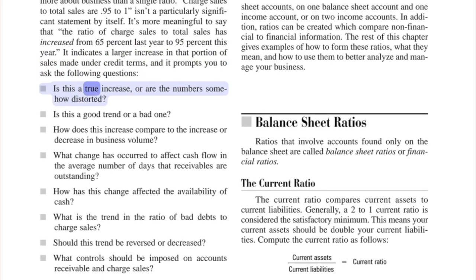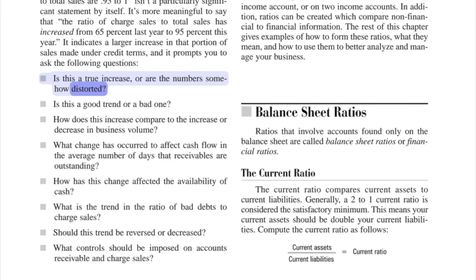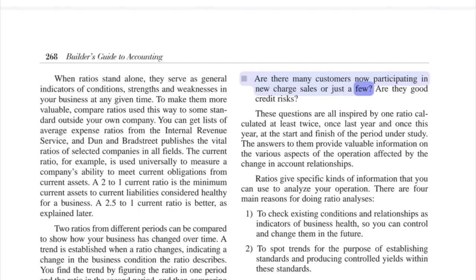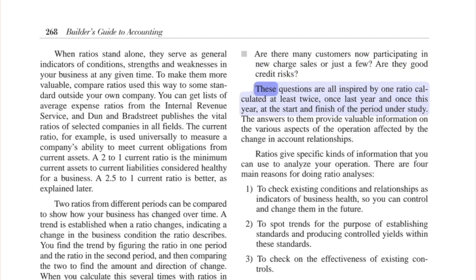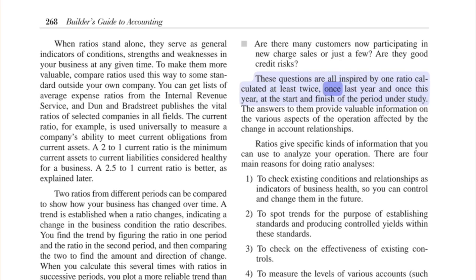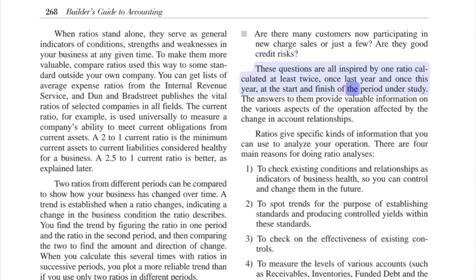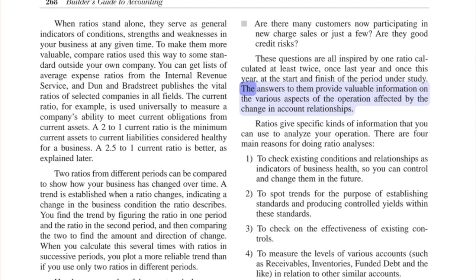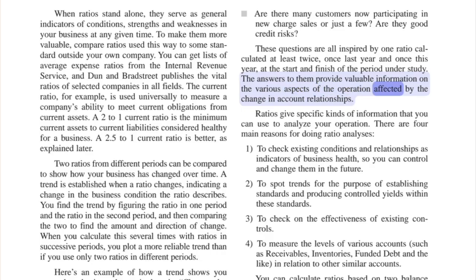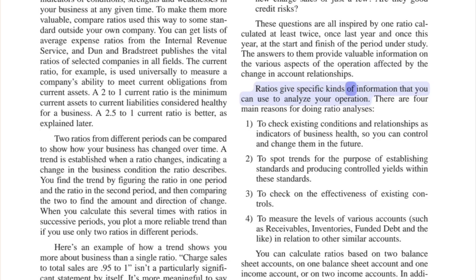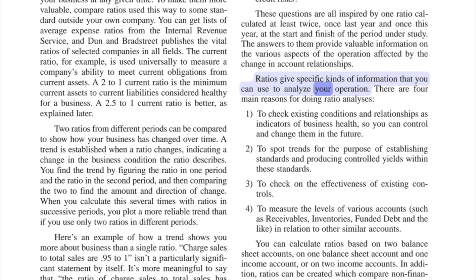Is this a true increase, or are the numbers somehow distorted? Are there many customers now participating in new charge sales, or just a few? Are they good credit risks? These questions are all inspired by one ratio calculated at least twice, once last year and once this year, at the start and finish of the period under study. The answers to them provide valuable information on the various aspects of the operation affected by the change in account relationships. Ratios give specific kinds of information that you can use to analyze your operation.